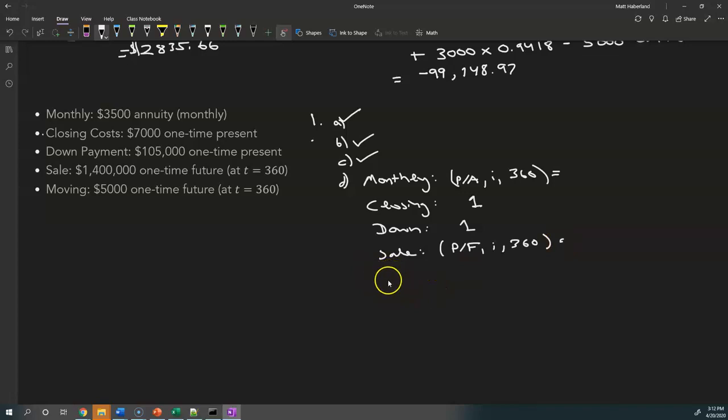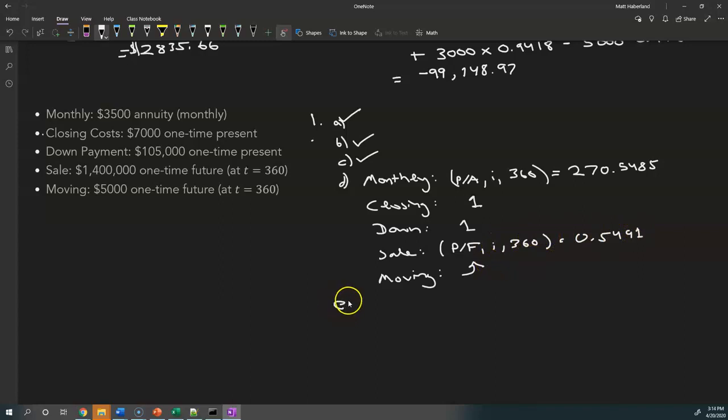And finally, moving. Well, it's a future payment as well. It's basically just the same. Like, this is kind of like the equivalent of getting your deposit back. This is the same as moving. They're both going to have the same discount factor. So let's look them up on our spreadsheet here. After 360 months, discount factor P over A is 270.5485. And P over F is 0.5491.